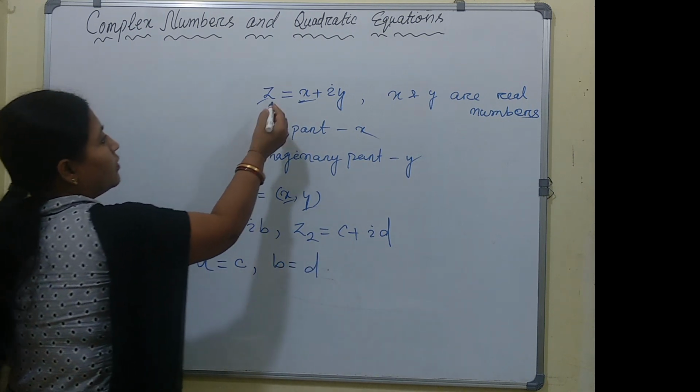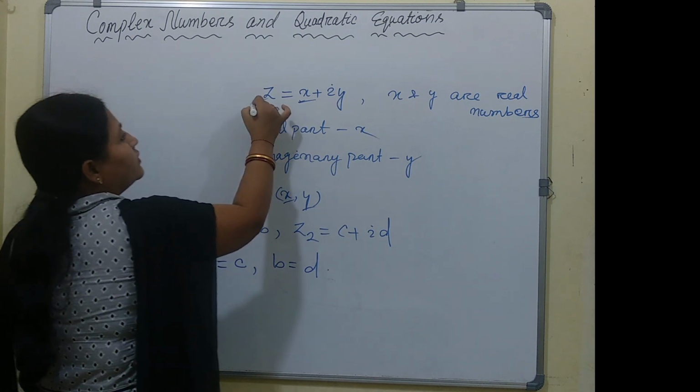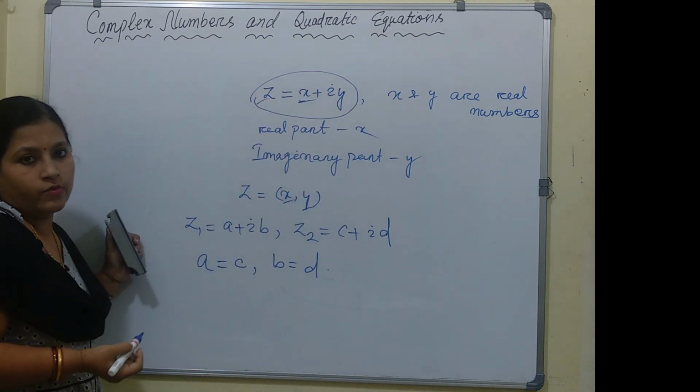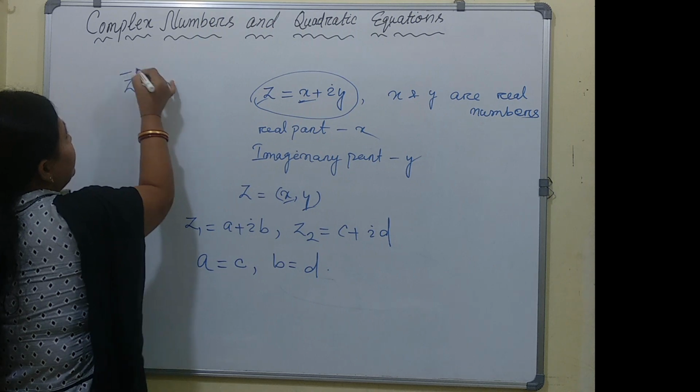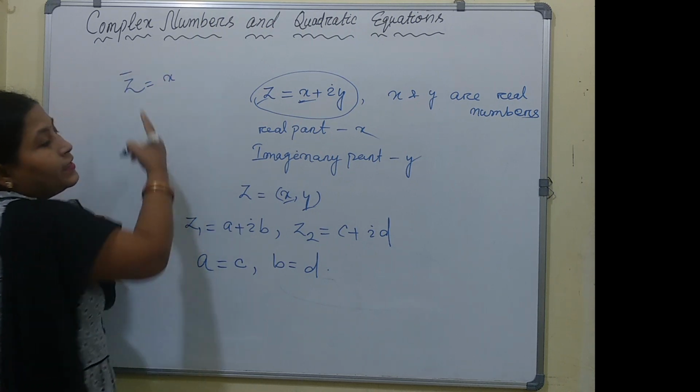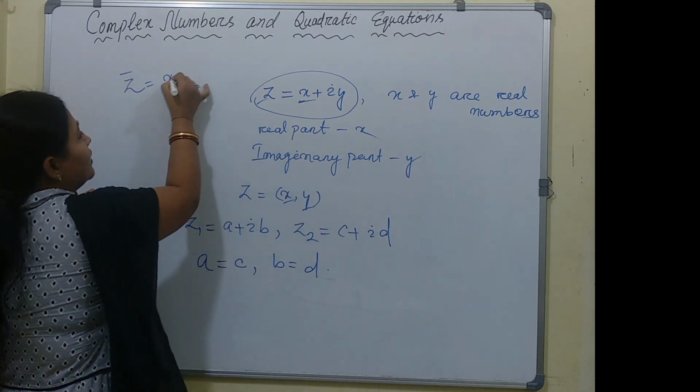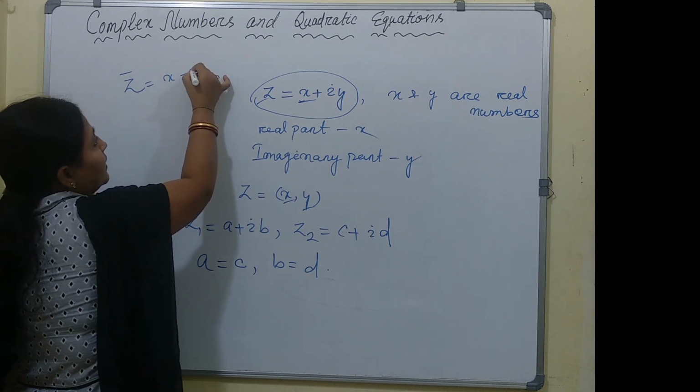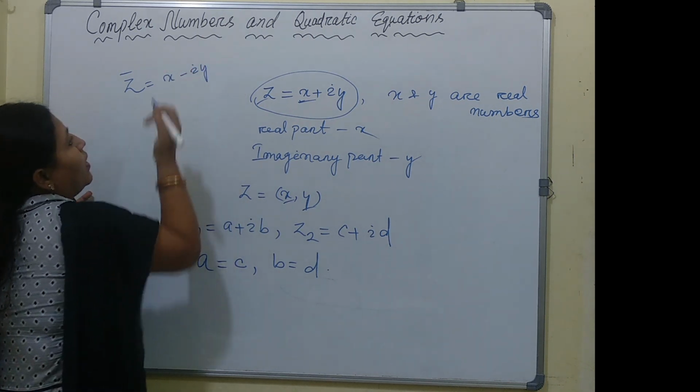And z bar: if z = x + iy, then z bar is called the complex conjugate. Then z bar is equal to x − iy.